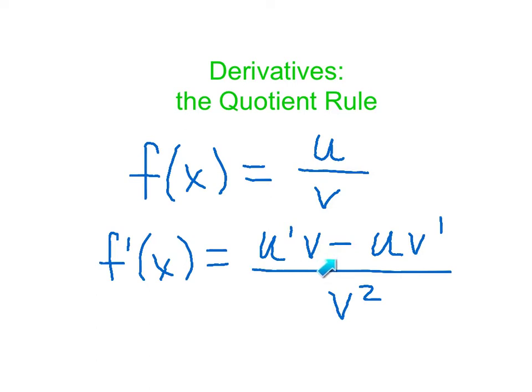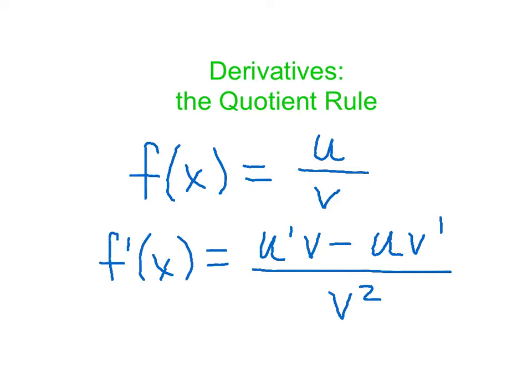First of all, this numerator looks a lot like the product rule. You see a u prime v and a uv prime. The big difference, though, is that in the quotient rule, you're subtracting those two expressions, whereas in the product rule, you're adding them. So, in the quotient rule, the order in which you do these is important. In the product rule, you can switch this with that and still get the right answer.